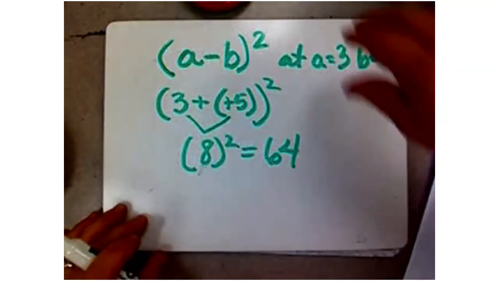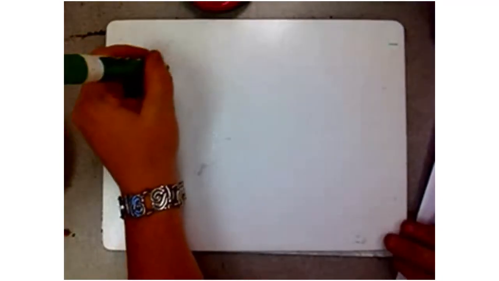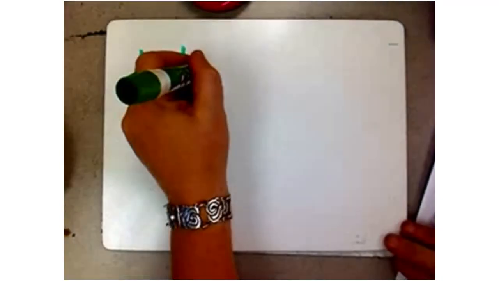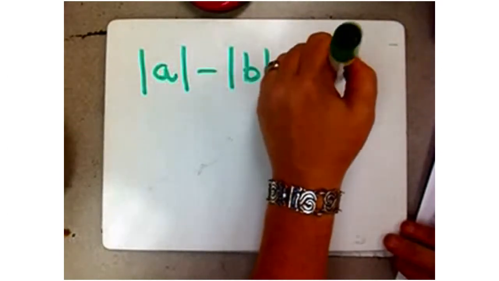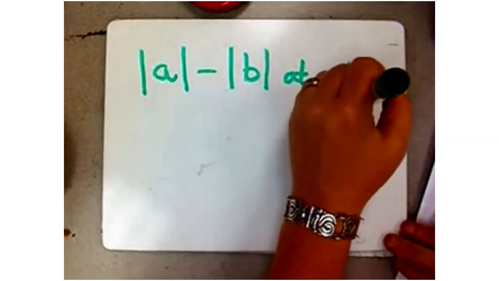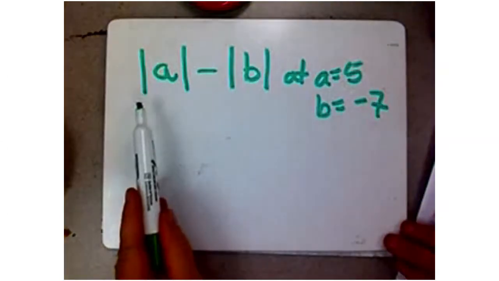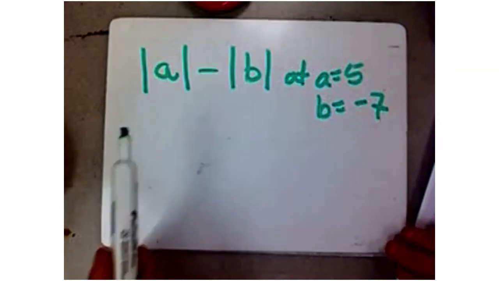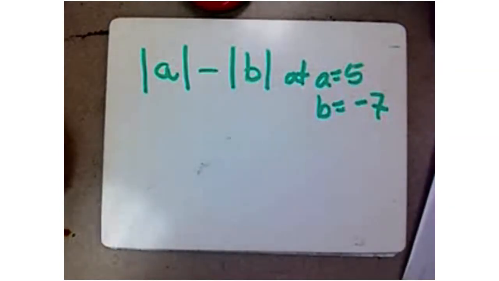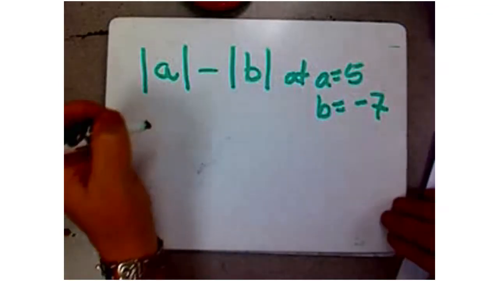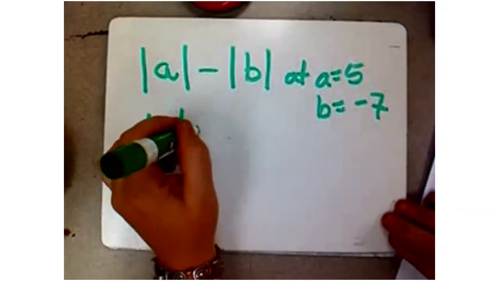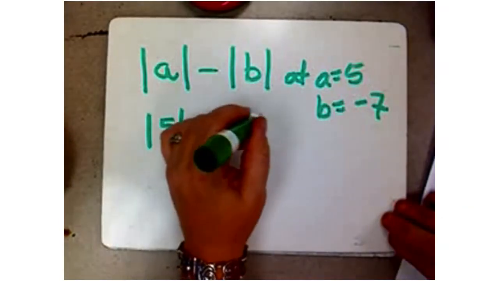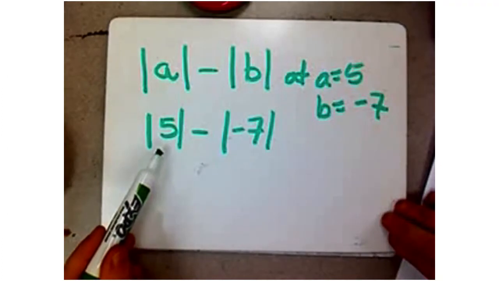All right, next example, example 3 on page 180. They have the absolute value of a minus the absolute value of b at a equals 5 and b equals -7. So again, plug in the values for your variables and solve the expression. So we have a 5 for our a, so the absolute value of 5 minus the absolute value of -7.